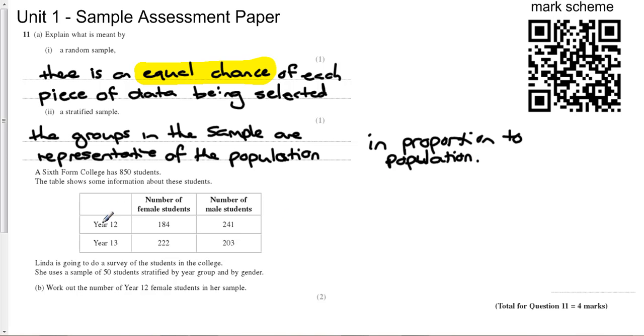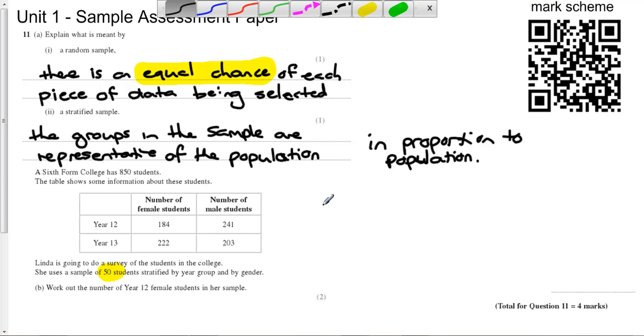And we've got an example of just that. So in this college of 850 students, you can see how many students are year 12 female, year 12 male, and so on. And if you're going to take a sample from that, you want to make sure that you ask a representative sample. Work out the number of year 12 female students that you should ask in a sample of 50. That's a bit of key information there, 50 students.